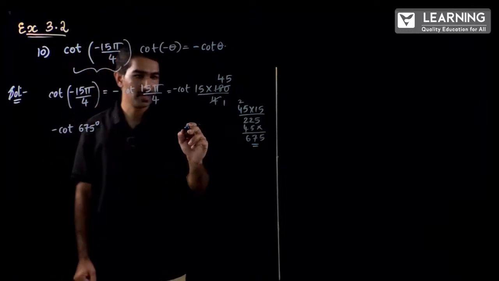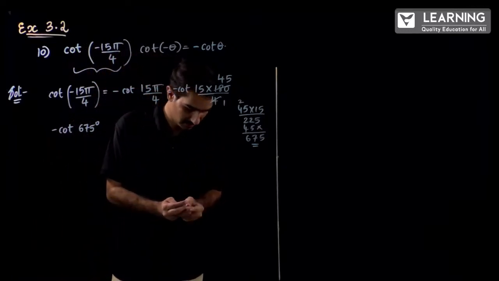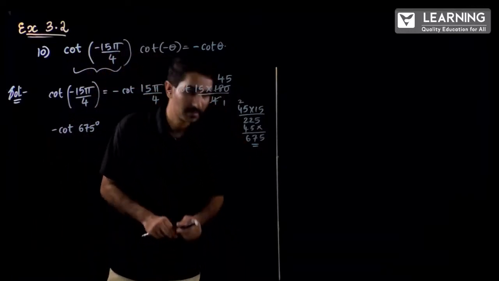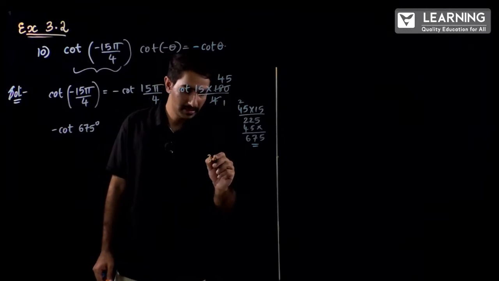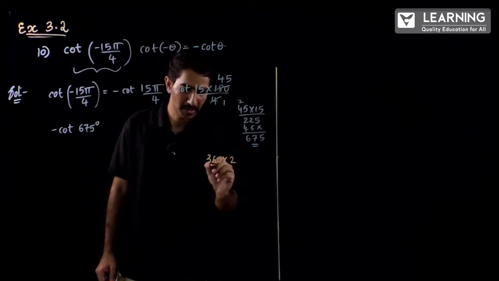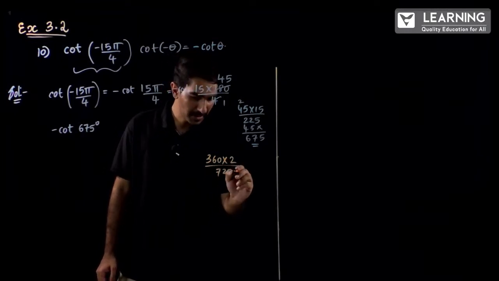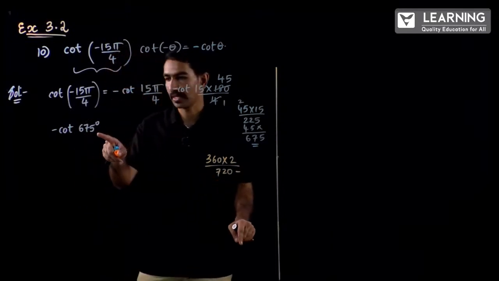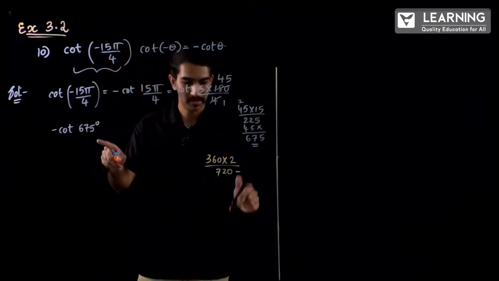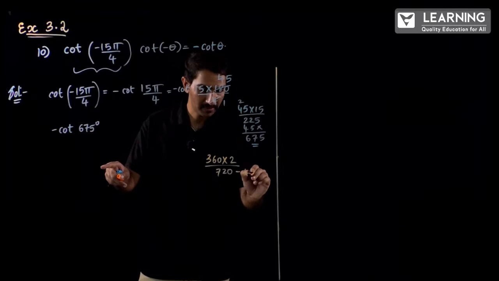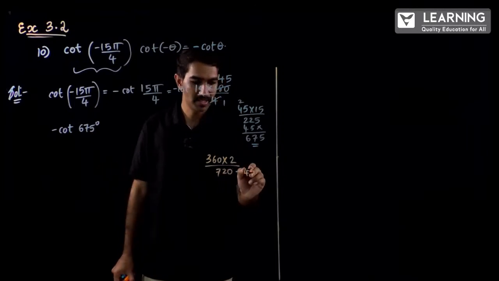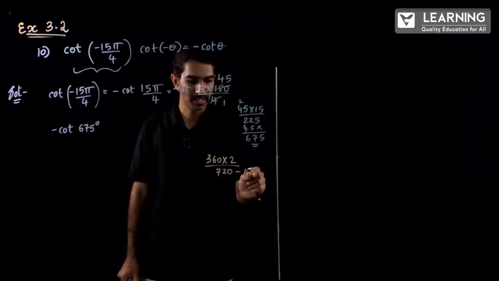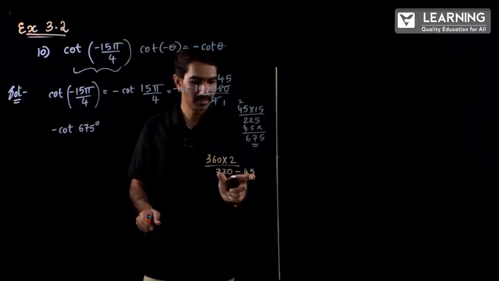So here we can write 600. We'll do it like this. Okay, we'll take another color. 360 into 2, how much? 720. Now you have to subtract something so that you get 675. How much should you subtract, students? I think it is 45. Minus 45. 720 minus 45. 720 minus 20 is 700, 700 minus 25 is 675. I think this is correct.